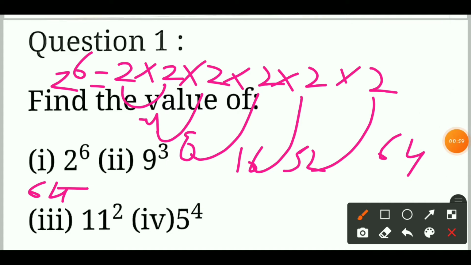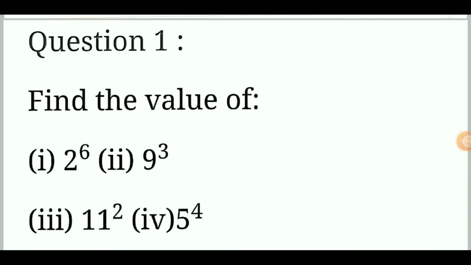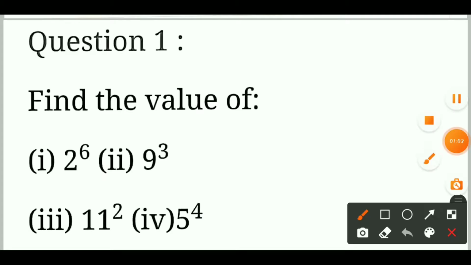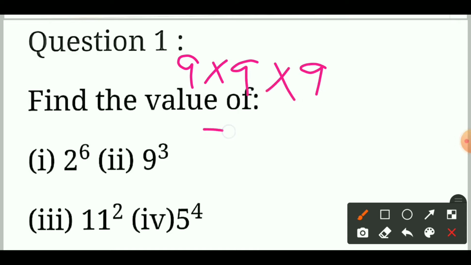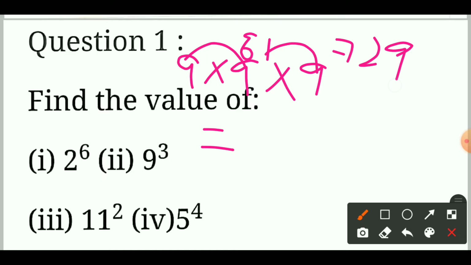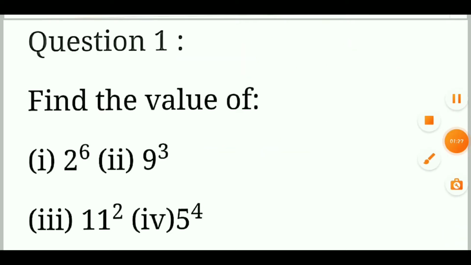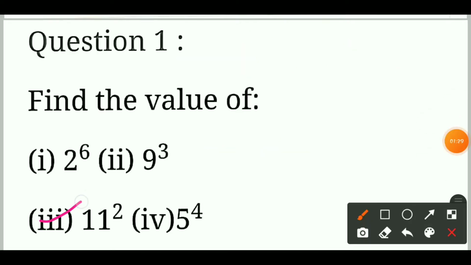Now next, 9 raised to power 3. 9 raised to power 3 means 9 into 9 into 9. Simple. Which means 9 nines are 81 and 81 nines are 729. So here the answer is 729. Now similarly, 11 square means 11 into 11, which means 121.